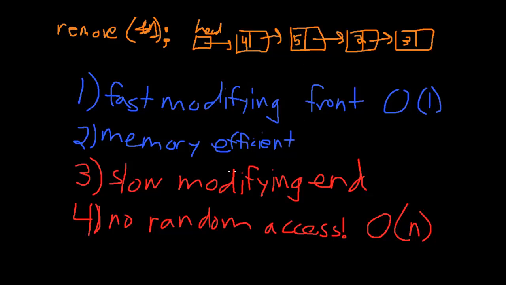It has these pros: fast modifying at the front, and it's very memory efficient. And these cons: it's slow at modifying at the end, and no random access, because we have to cycle through all the elements.